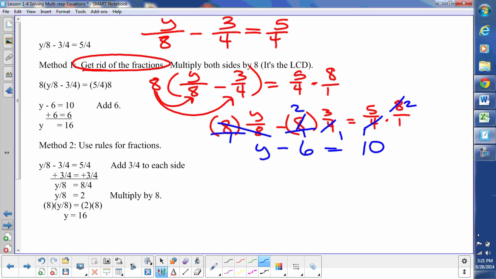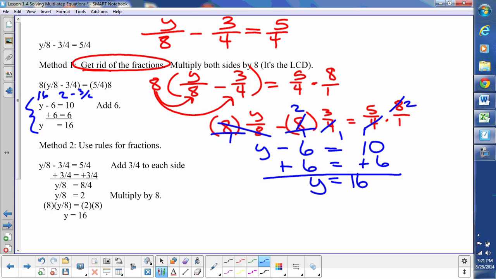I'm almost finished. I'm to this point right here. I'm going to add 6 to each side. I'm bringing my equal sign straight down. It gives me my answer, y equals 16. Again, you can check that answer by putting 16 in for y. And 16 divided by 8 is 2 minus 3/4 equals 1 1/4 or 5/4.